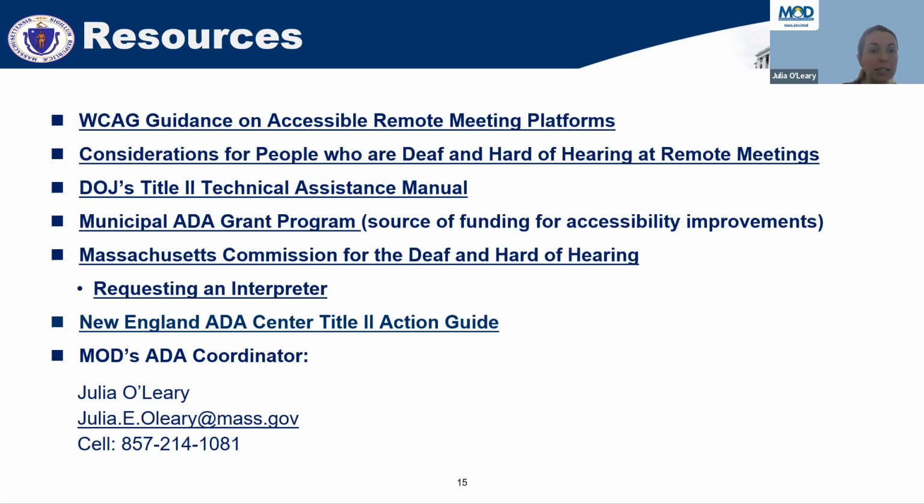Also a link to request interpreters and CART from the Massachusetts Commission for the Deaf and Hard of Hearing. They have a statewide contract that has pretty good rates for interpreter and CART services. The rates are posted on the website, so you can look ahead and see what you would need to budget for those services. The New England ADA Center also has an excellent Title II action guide that all municipalities should take a look at if you haven't. It really walks you through ADA compliance from soup to nuts as a municipality.